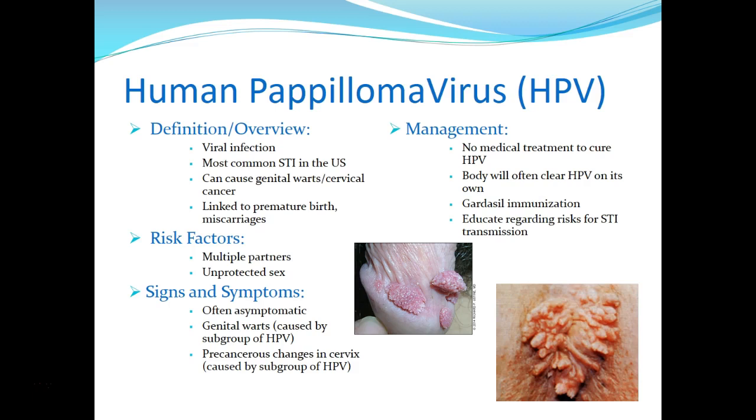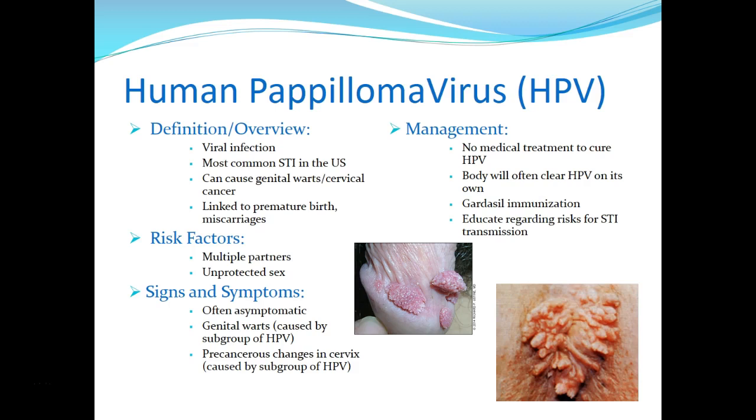Human papillomavirus, or HPV. This is a viral infection, and it's the most common sexually transmitted infection in the United States. This causes genital warts and can also turn into cervical cancer. It's linked to premature birth and miscarriages. And the risk factors are the same as with other sexually transmitted infections, people who have multiple partners or who have unprotected sex. A lot of the times it's asymptomatic until you have an outbreak.